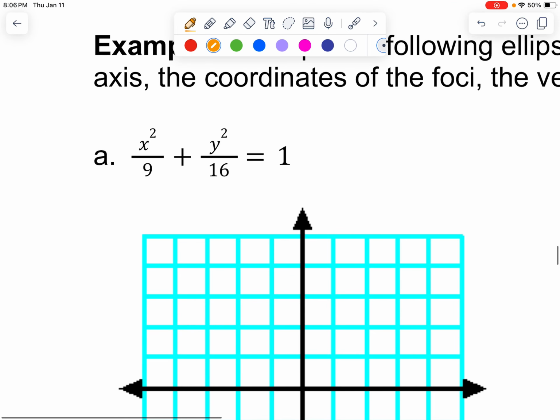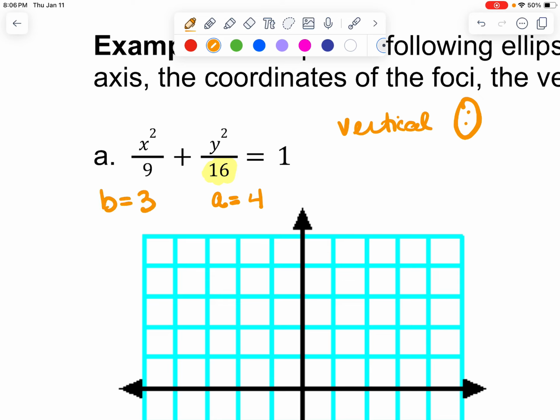First, is this vertical or horizontal? Where's the bigger number? I see that I have a larger value underneath y, so that tells me that this is a vertical, up and down shaped ellipse. That means that my a value is going to be the square root of 16, or 4, and my b value is the square root of 9, or 3. I can only use that technique, take the square root of the denominator, if I have the number 1 on the right-hand side. If I don't, I have to do some work.